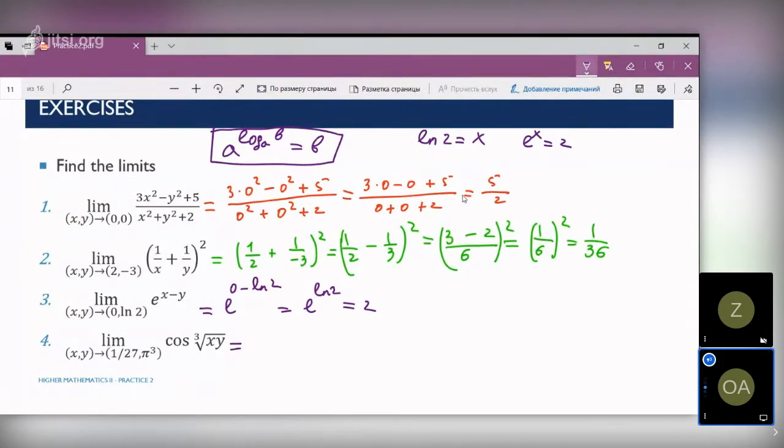So the exercise 4 equals, instead of x, we have to write 1/27, cosine cube root of 1/27 times, instead of y, we have to write pi cube, cosine cube root of pi cube over 27. X is 1 over 27, y is pi cubed.